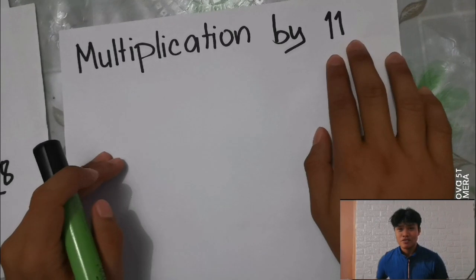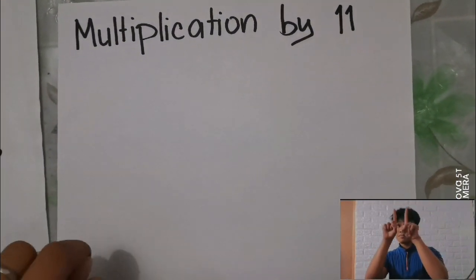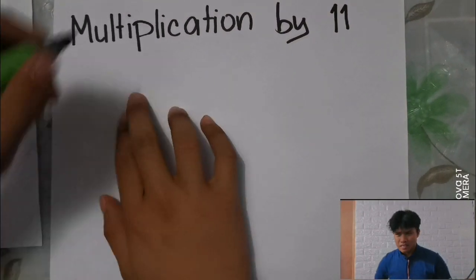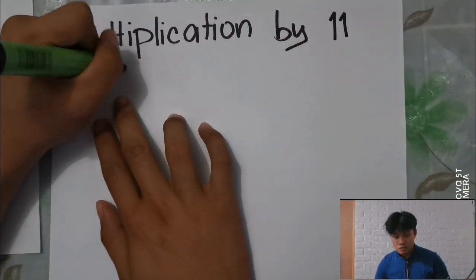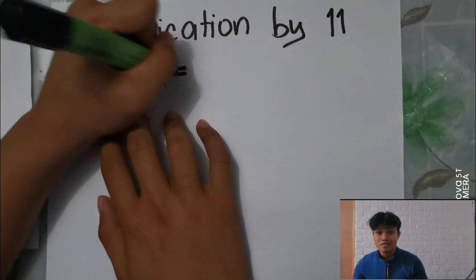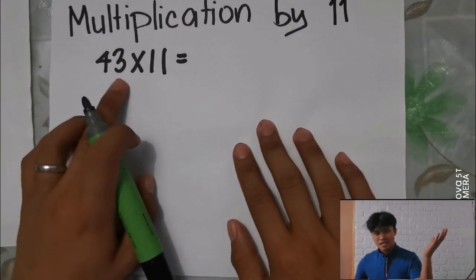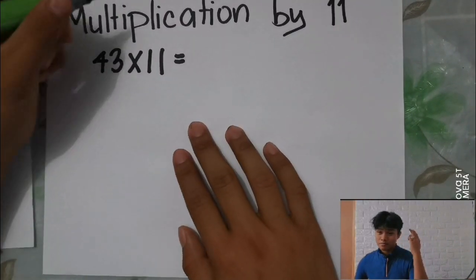Now, for the next one, let's talk about multiplication by 11. Yeah, number 11. It's an easy tip, but I'm going to teach you. Okay? Let's start with an easy one. What about 43 times 11? Kinda hard to do in the head, right?